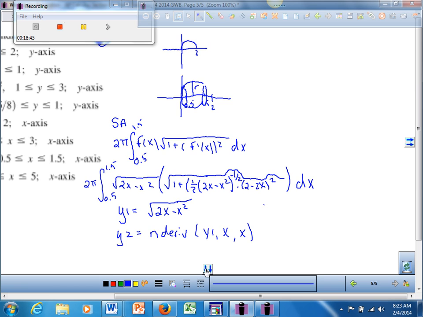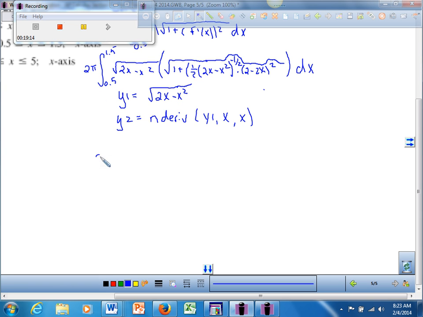So we would have, let me just write it out, 2 pi integral from 0.5 to 1.5 of y1 times the square root of 1 plus y2 squared. Yeah, that's the way I would do it. Okay? Number 55 is one that we will do by hand. I will go over it in class.